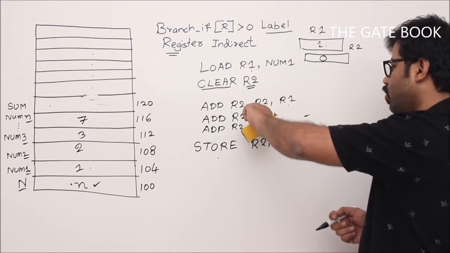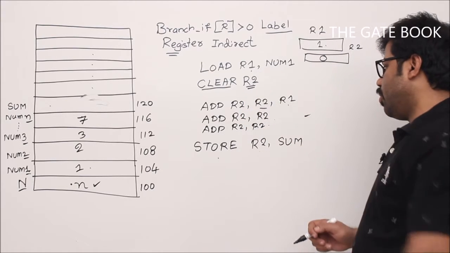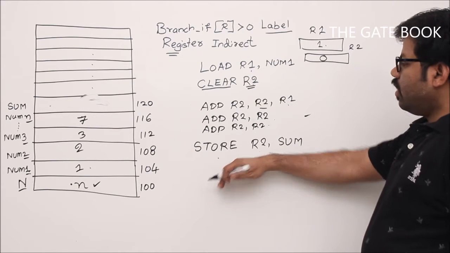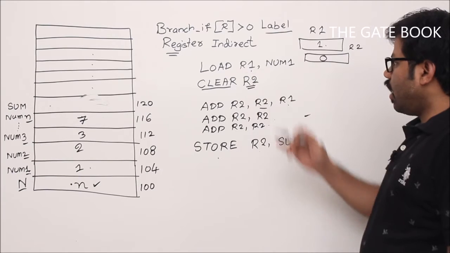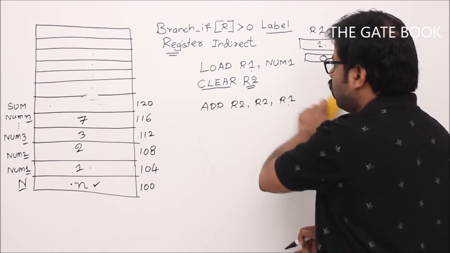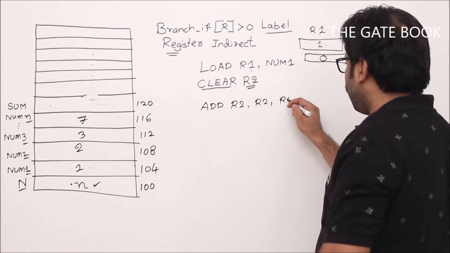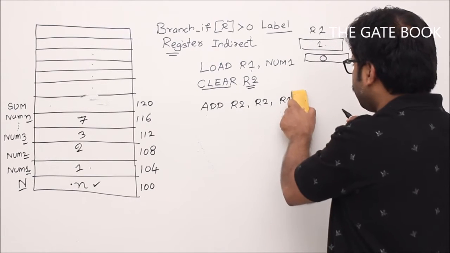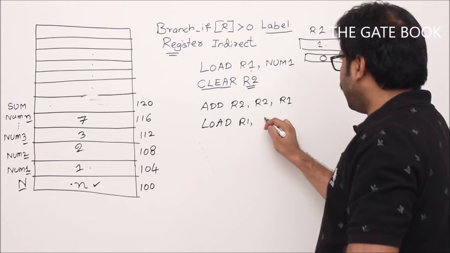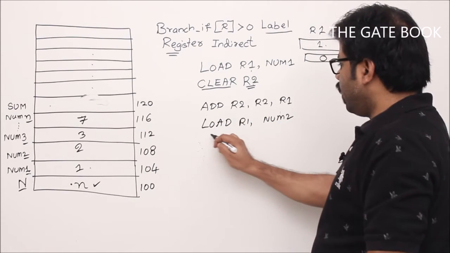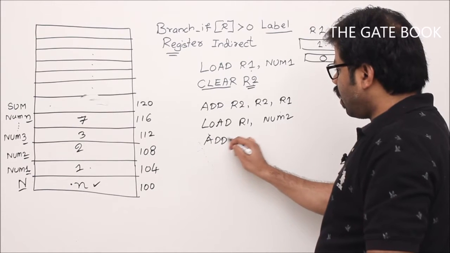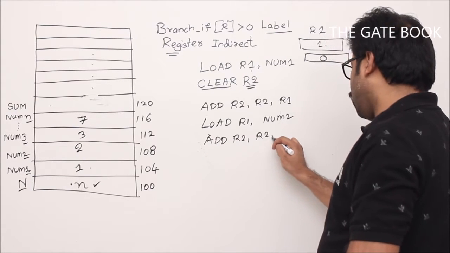But where is number 2? Number 2 is in another memory location. For that, again you have to load R1 with number 2. This is what you should do. I show here: add R2, R1, and after this step, what you do is load again. Load this time your R1 with number 2. Then don't clear R2 this time, but add R2 equal to R2 plus R1.